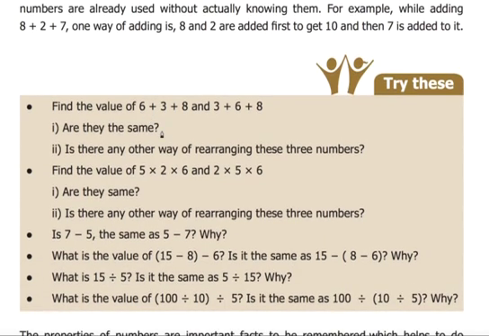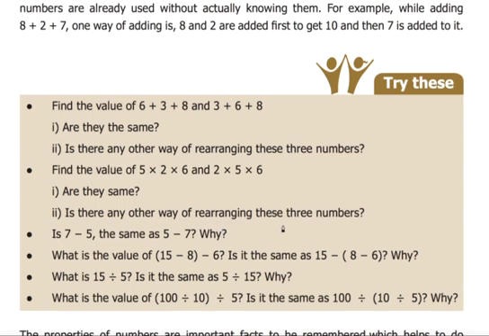Right. Find the value of 6 plus 3 plus 8 and 3 plus 6 plus 8. Are they same? They are same. 17 only. Is there any other way of rearranging these three numbers? Right, there is 8 plus 3 plus 6. Find the value of 5 times 2 times 6 and 2 times 5 times 6. Are they same? They are same. 60 only. Is there any other way of arranging these numbers? Right, 6 times 2 times 5 or 6 times 5 times 2.